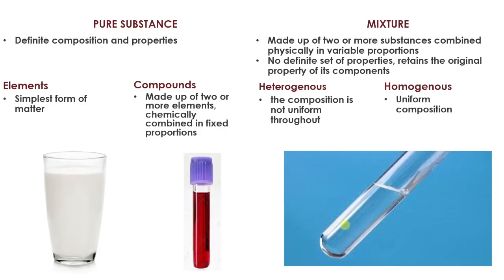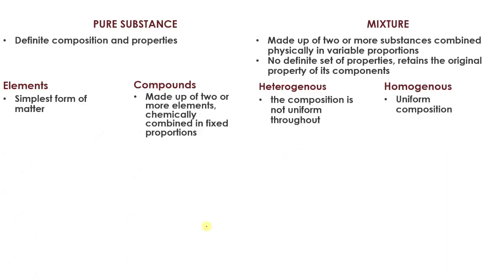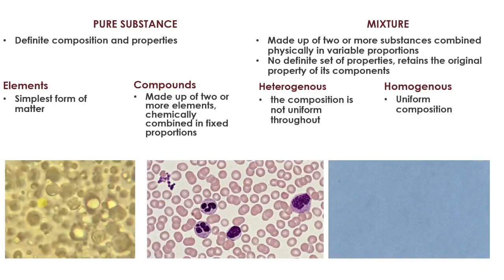Now, how about this one? This one seems to be a homogeneous mixture. This one is milk and this one is blood. But if we look under the microscope, this is the microscopic view of milk. So here, we can see that it's not even, right? The distribution of the components of milk is not even. So some have liquid and then some have that powdery something.